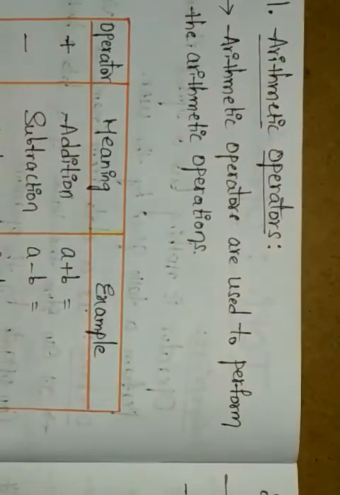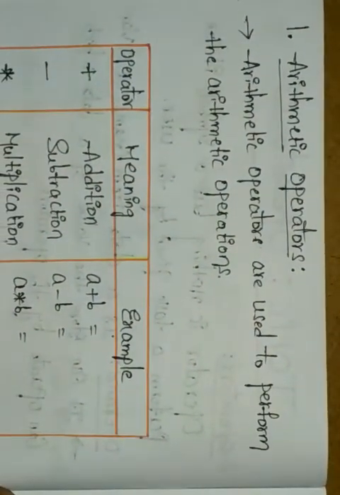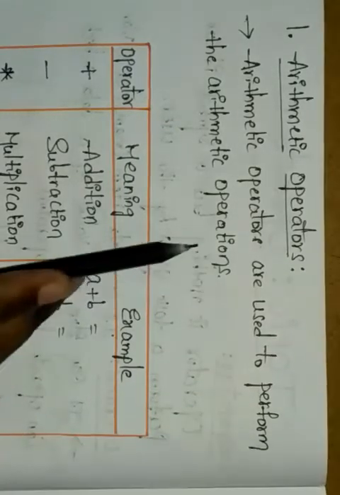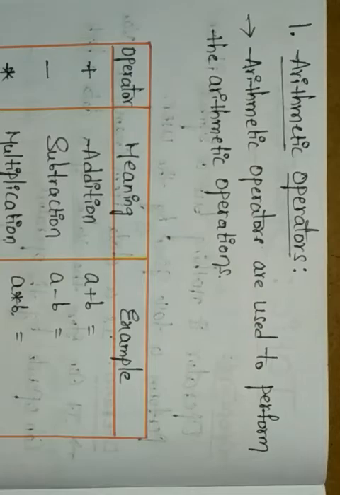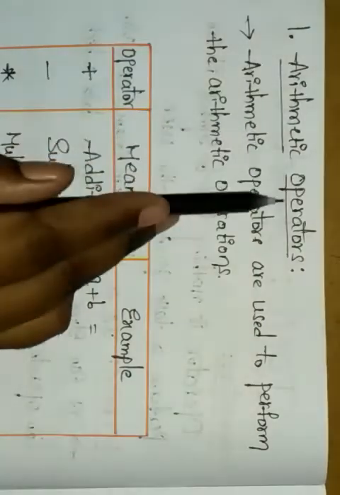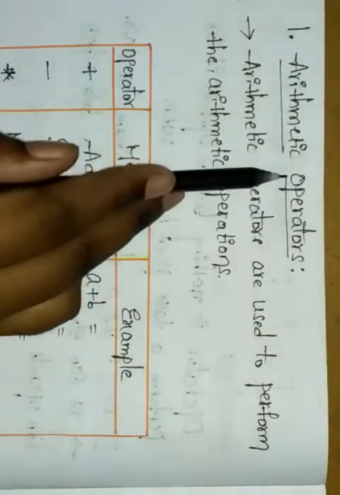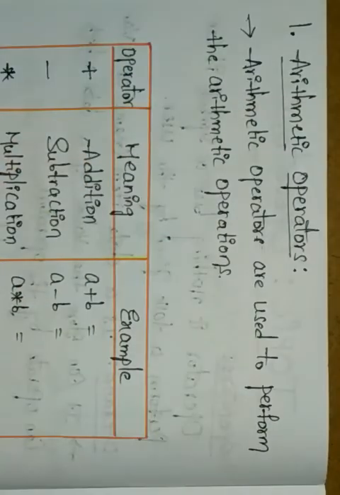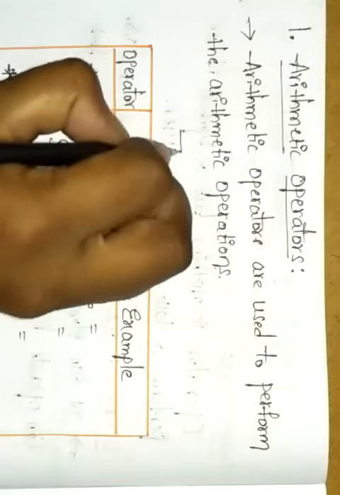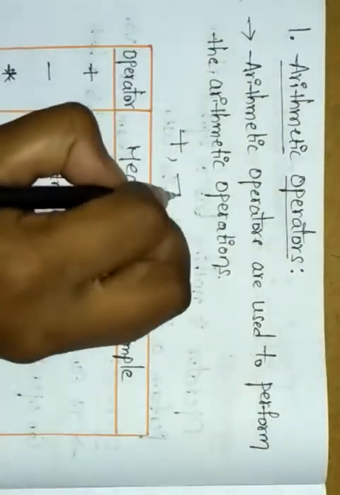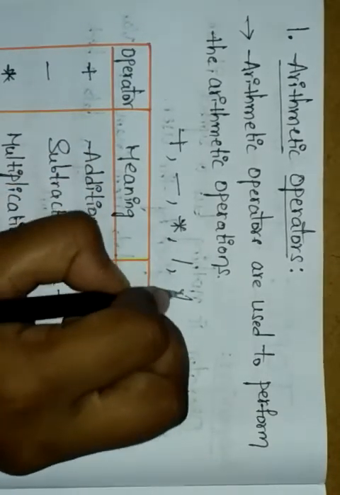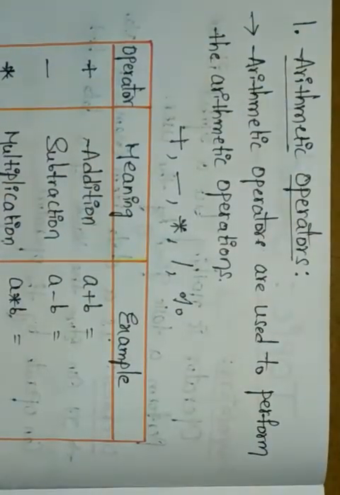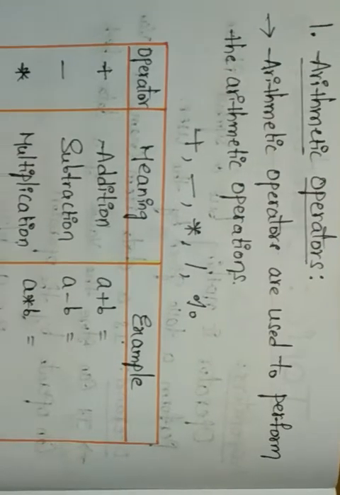Let's see. The first one is the arithmetic operator. Arithmetic operators are used to perform arithmetic operations. What are the arithmetic operations? Here we have addition, subtraction, multiplication, division and modulus division.